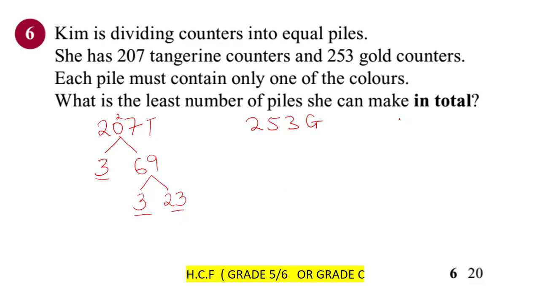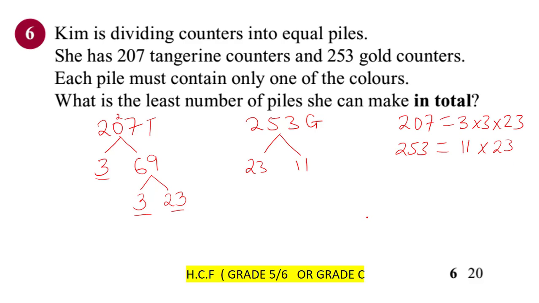So for 207, I'm done. For 207, it's going to be 3 times 3 times 23. All right, so the prime numbers, the ones you've underlined, are the ones that you write down. Then as for 253, it's quite difficult to figure out what number goes here. But actually, 23 will go into this number. So if you times 23 by 11, it will give you 253. So as for 253, we're going to have 11 times 23.